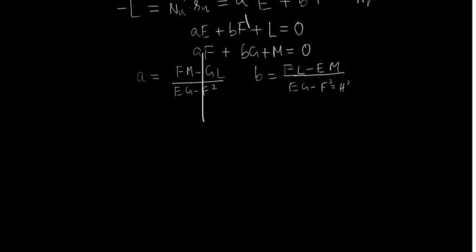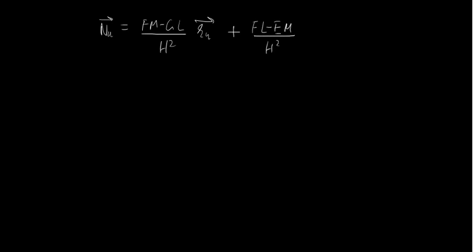So therefore I can write n sub u as, now a की जगह मैं लिखूंगा, what was that? I have got fm minus gl divided by h square into r sub u plus fl minus em divided by h square times r sub v. So this is writing n sub u as a linear combination of r sub u and r sub v.